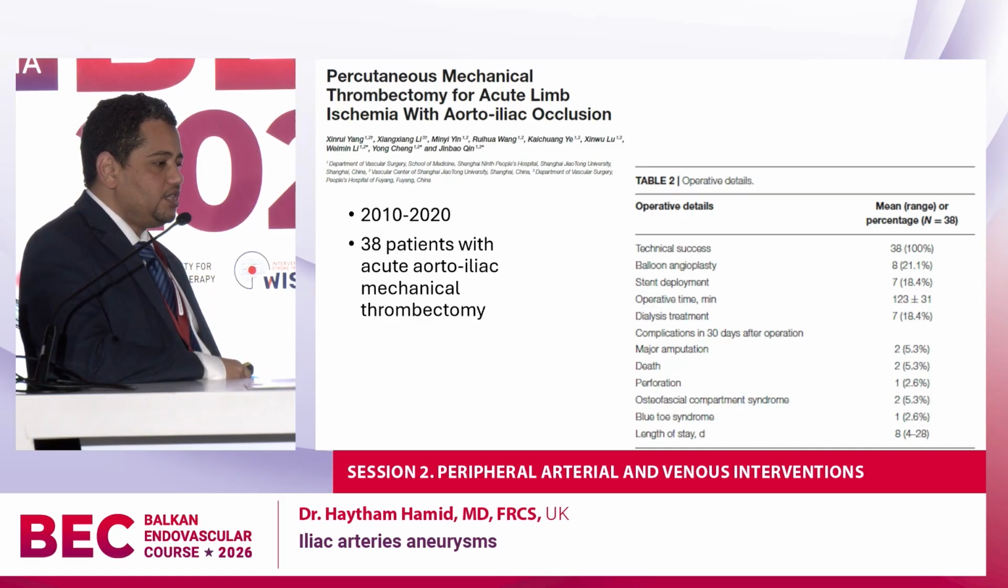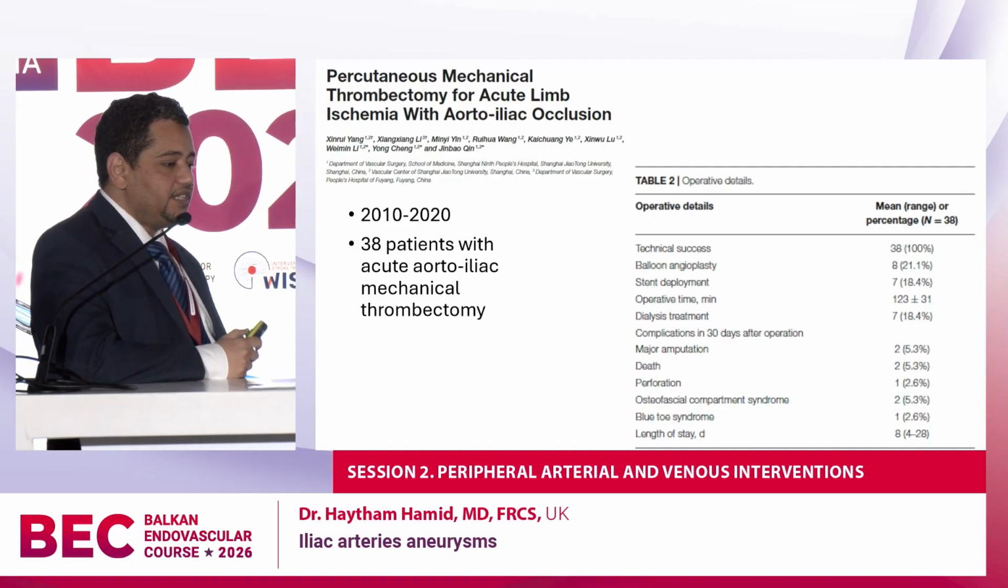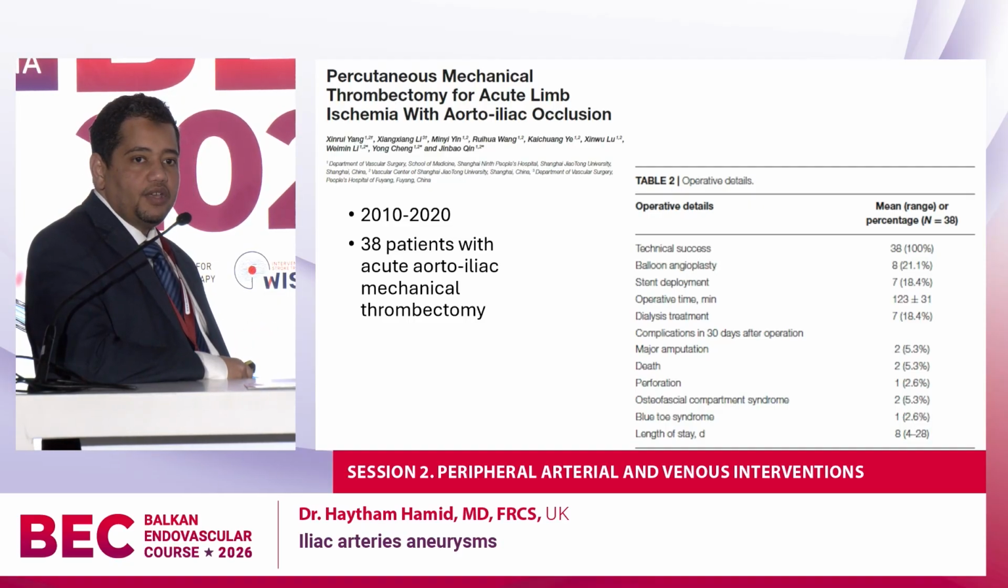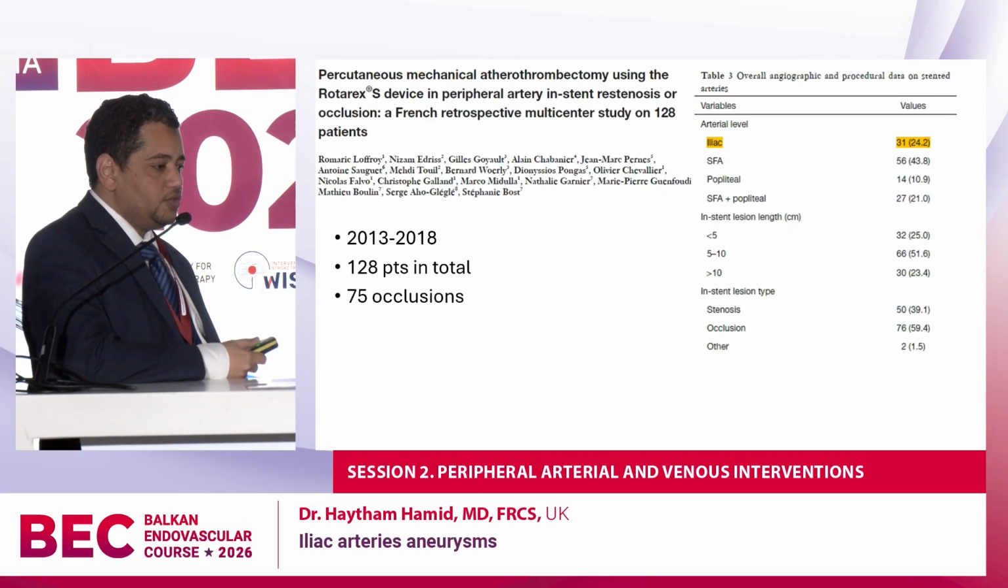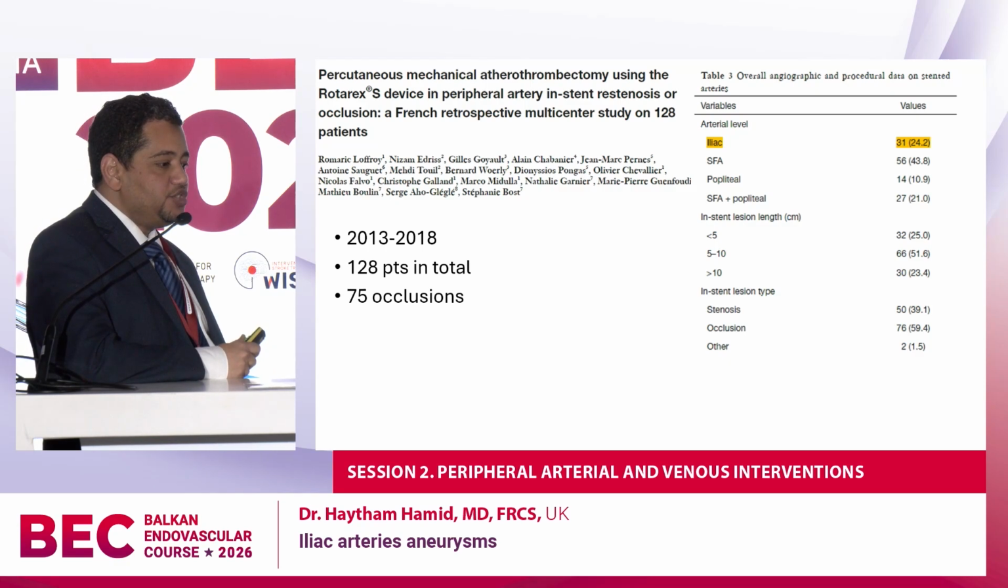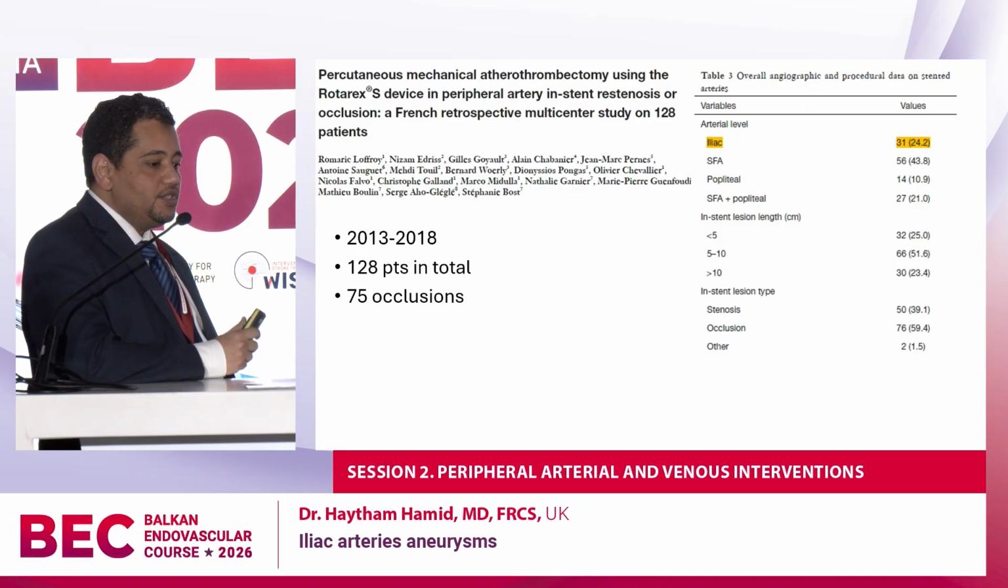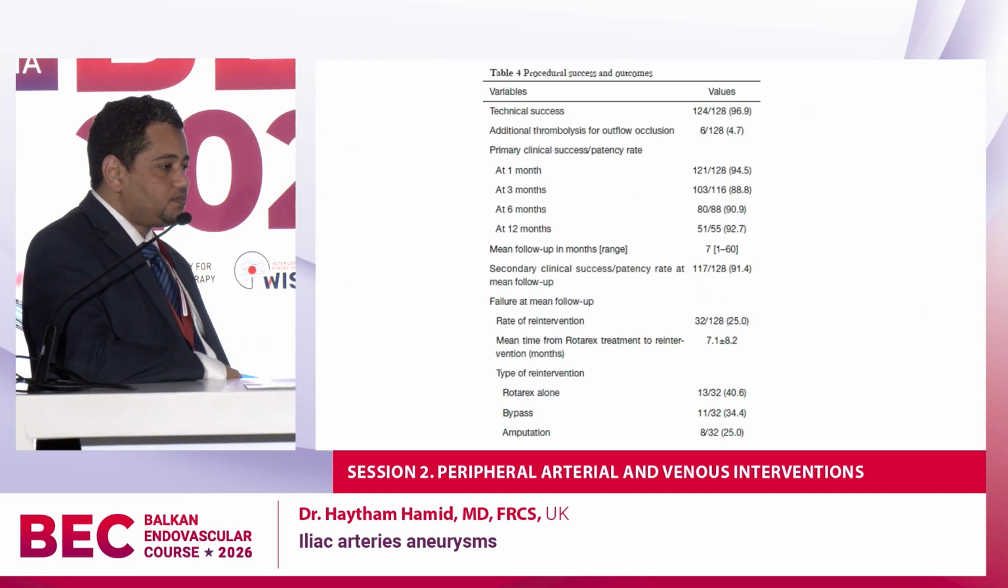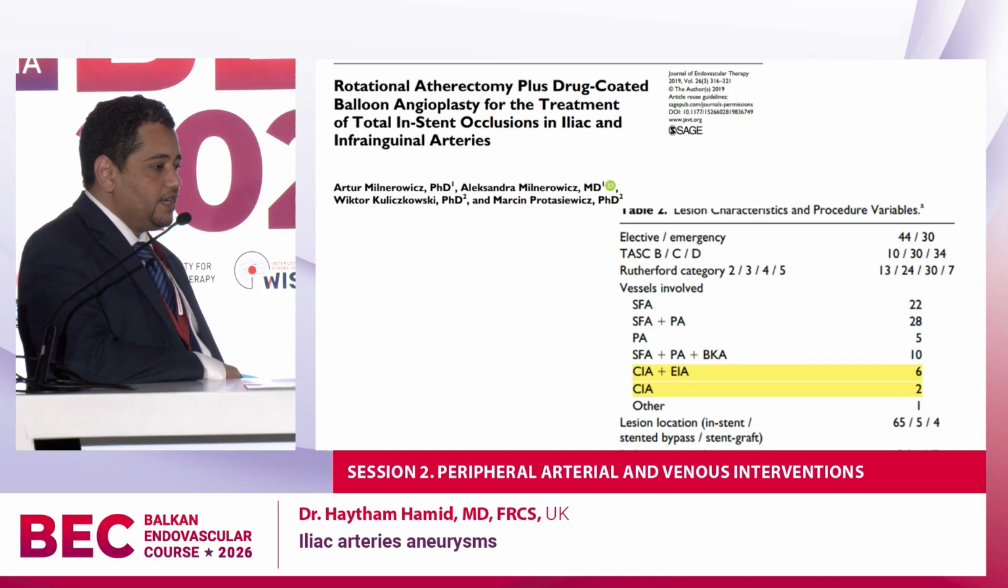This paper is coming from China, and over 10 years, they only had 38 patients where they did a thrombectomy in aorto-iliac segment. And also in this retrospective study from France, it's a multi-center study, and they are talking about using Rotarex in general, but they only used it in 31 patients over 5 years in iliac arteries. But they had good short-term and mid-term results. So we felt, okay, that's an option.